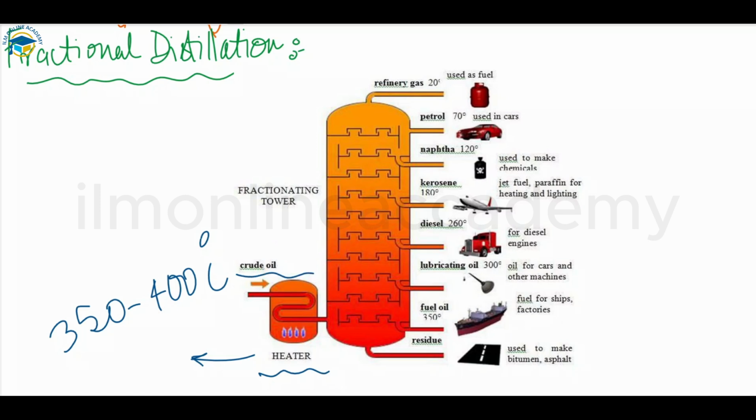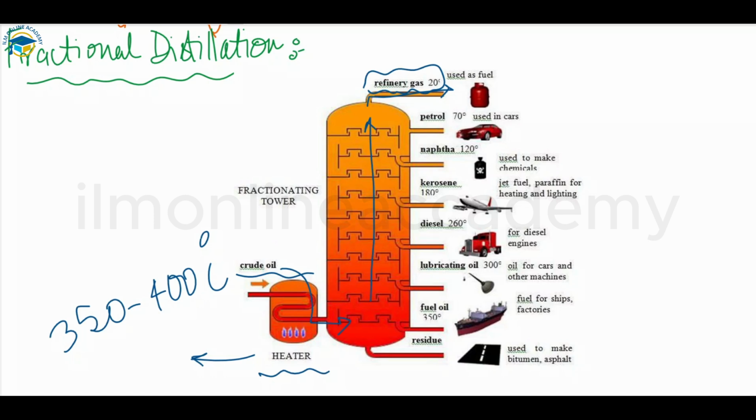You can see here the crude oil enters the base of the fractionating tower, and as it boils, the vapor passes up the tower through a series of bubble caps and cools as it rises further up the column. Like you can see here, refinery gas has a boiling point of approximately 25 to 30 degrees Celsius. So first the refinery gas rises up, and then it is separated through a separate column, where it is cooled.